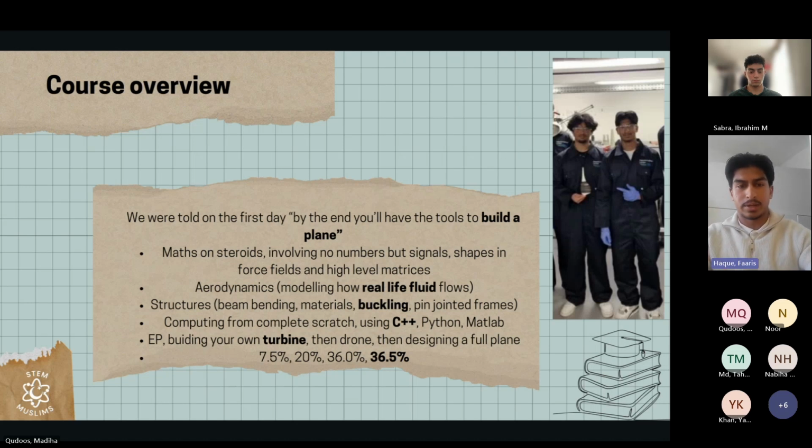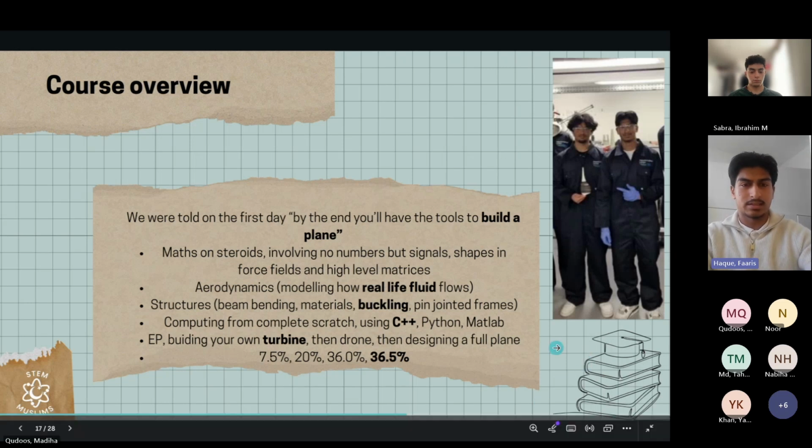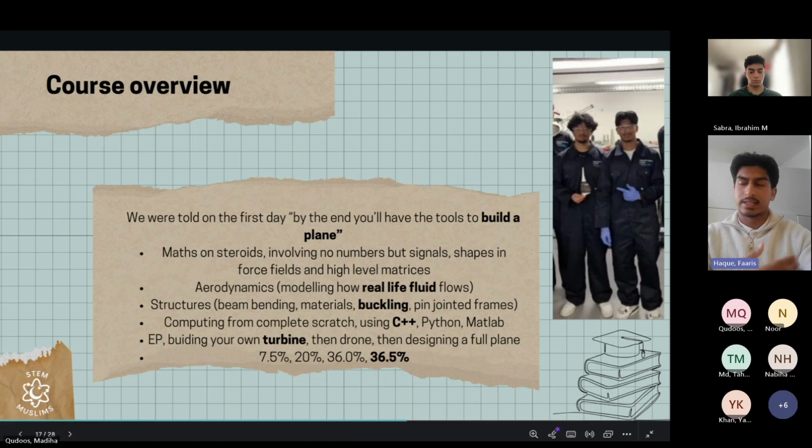And finally, engineering practice, which is the fun bit for me, where in first year you build your own turbine, then in second year you build a drone, and finally you design a plane completely from scratch in third and fourth year. And the weighting distribution over the years is in the first year 7.5%, second year 20%, then third year 36%, and fourth year is the biggest, 36.5%. It's a 4-year course, and it just shows most of your marks will come from the end of it.